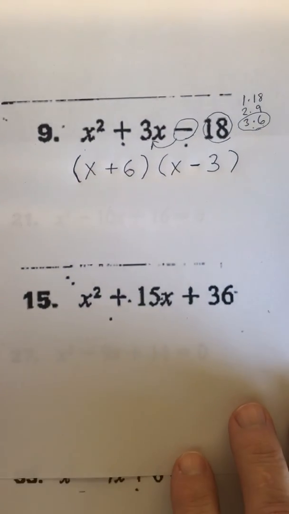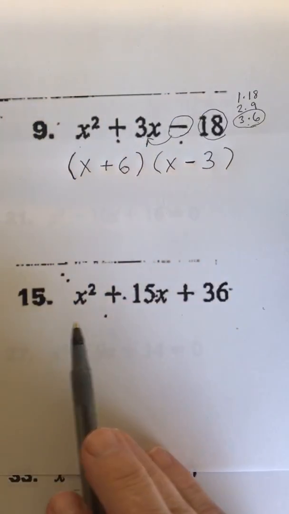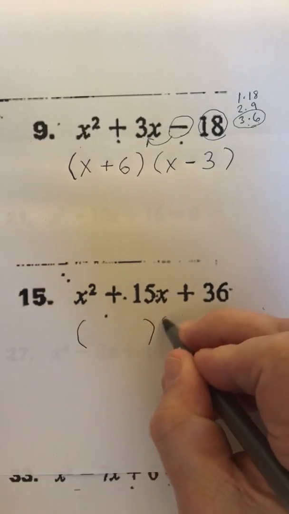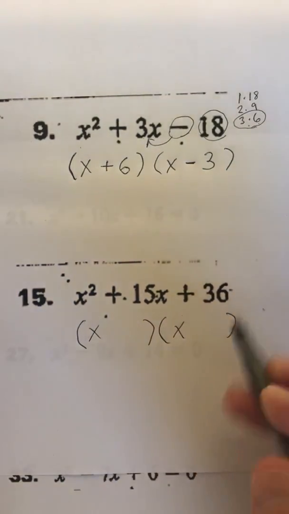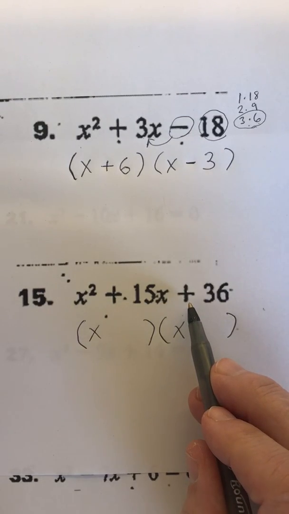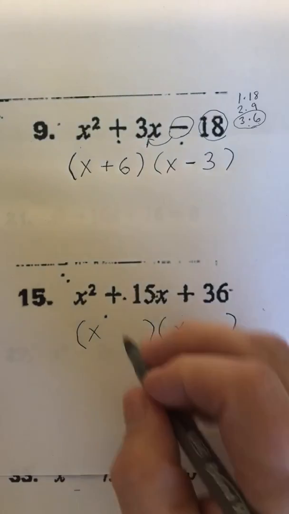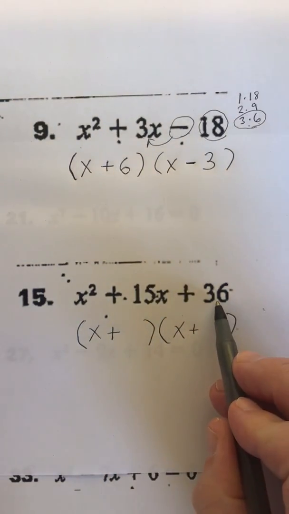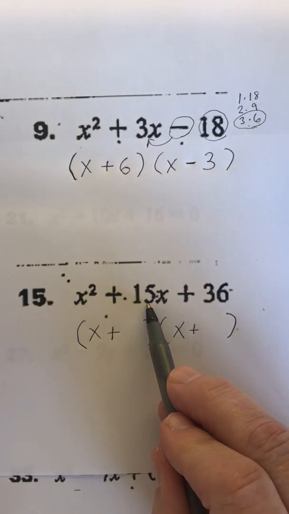All right, number 15. All right, again, we're factoring it out. We do our 2 sets of parentheses. We put our x in the front of each one. The last sign's a plus sign, so that means our signs are the same, and they are both plus signs because the middle sign's a plus. So it's a plus and a plus. Now we want our factors of 36, that when we add them together, we get a 15.